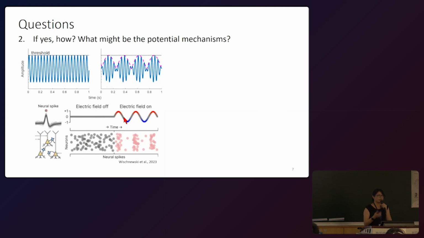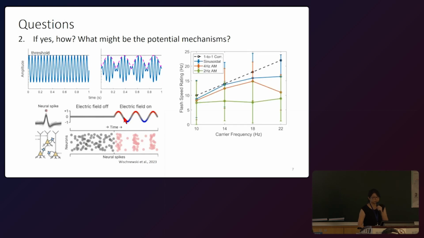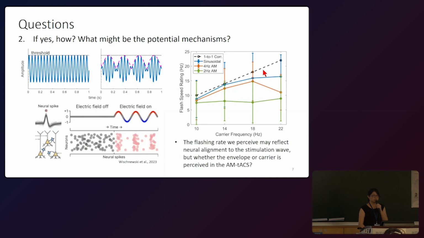So the tACS basically brings up the effect that the cells will fire synchronously. So it creates a synchronous firing in our cortical neurons, right? If we look back to our results, we find that, oh, somehow our data seems to reflect the frequency of our stimulation. So the probability is that the flashing rate we perceive may reflect the neural alignment, that is, the synchronous firing may align to the stimulation frequency.